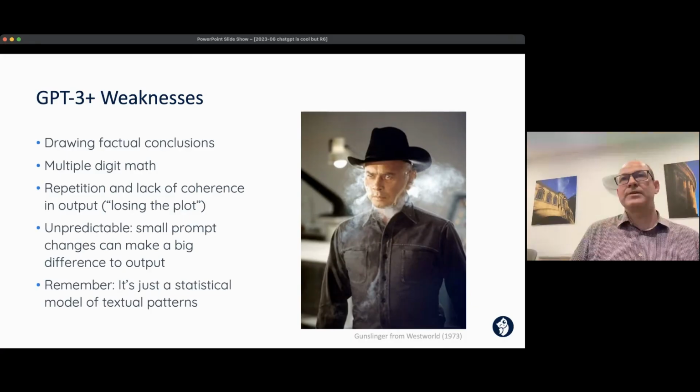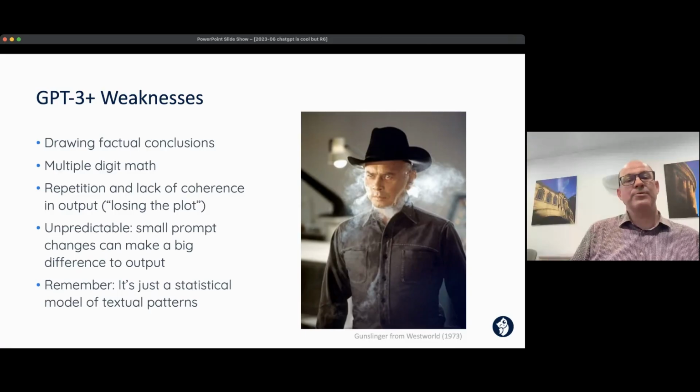Repetition, lack of coherence, this is called hallucination. The idea of sort of losing the plot. If it doesn't have a good set of probabilities for what comes next, then you can get these very strange completions, fantasies, incorrect information.